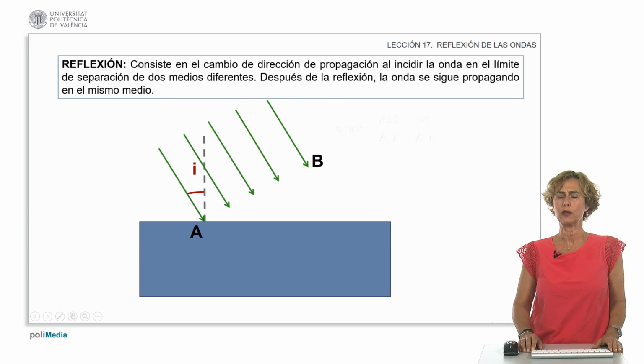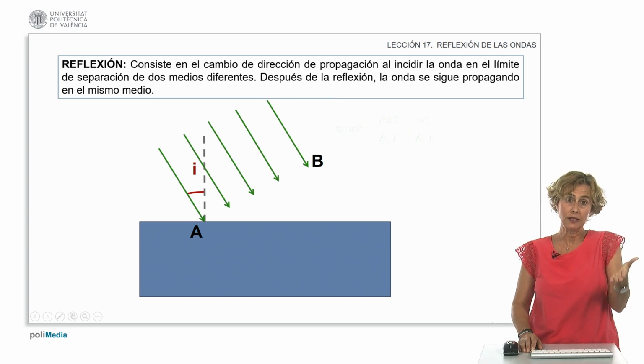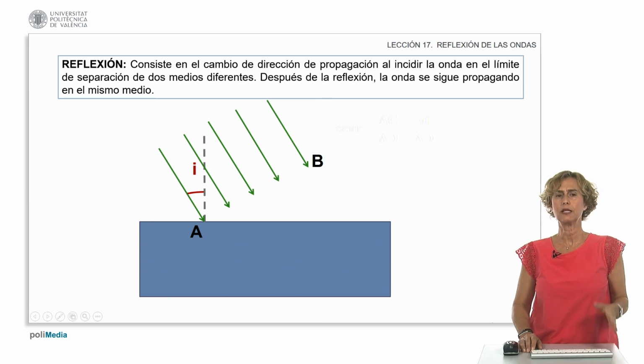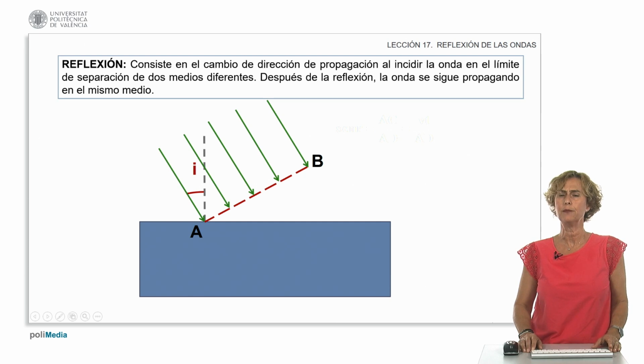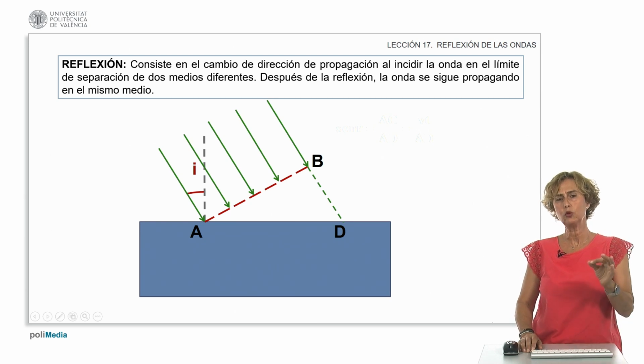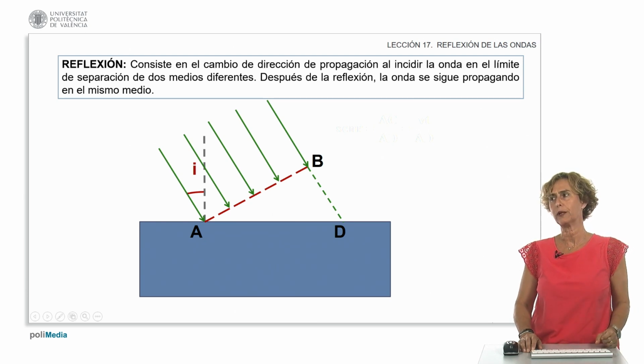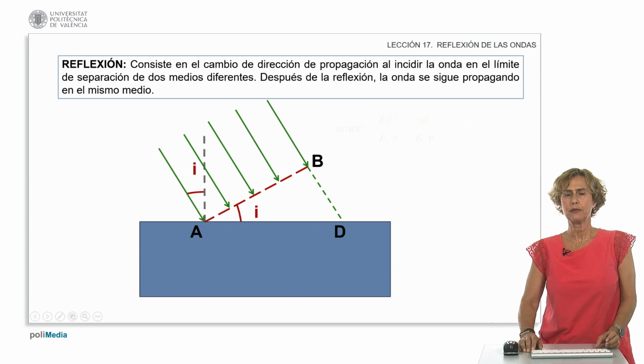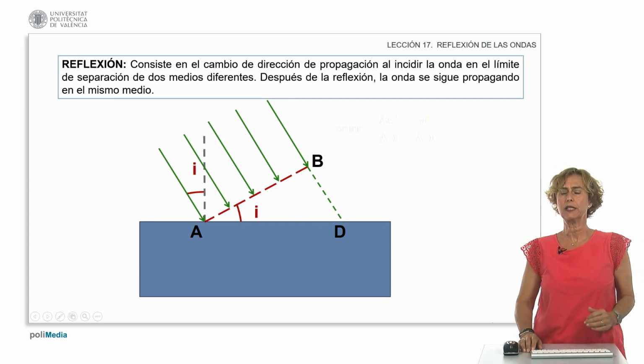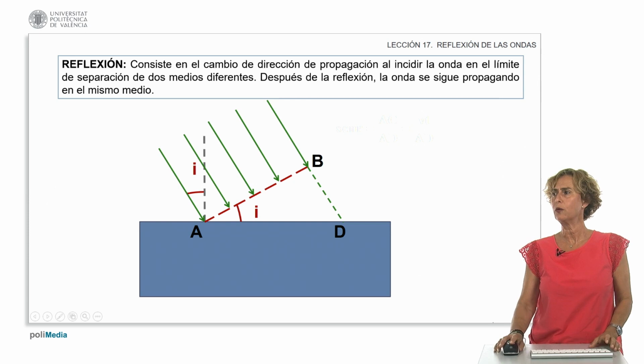As we have already said, the angle of incidence is the angle that the ray we have taken, which has arrived at that instant, forms with the normal to the surface at the point of impact. The wave front would be constituted by this line. And time must elapse so that point B reaches point D. Well, if we look at this triangle, this new angle, this one that you see here, is also angle I.